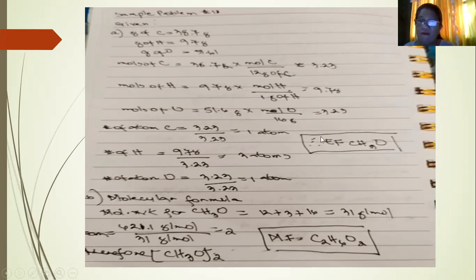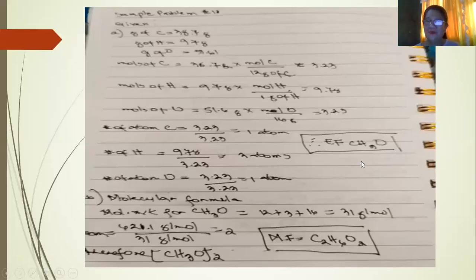Therefore, here is the empirical formula. Okay, so let us go on. Therefore, we have the empirical formula. How many atoms of carbon? 1. How many atoms of hydrogen? 3. How many atoms of oxygen? 1. Therefore, the empirical formula here is CH3O.